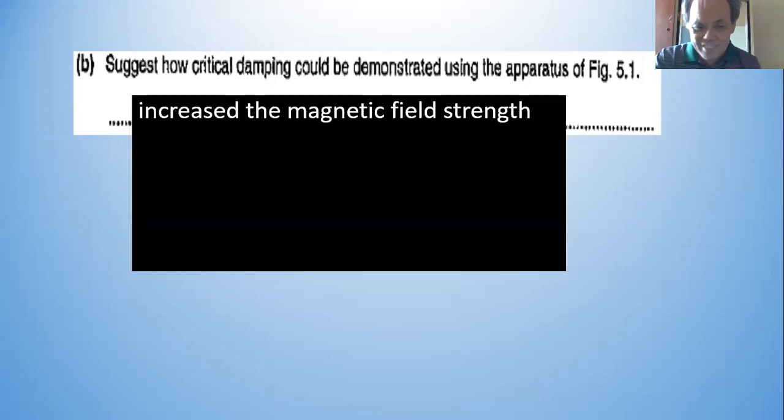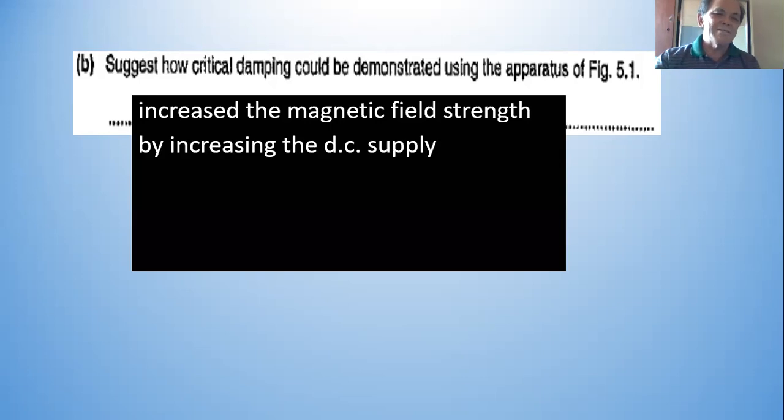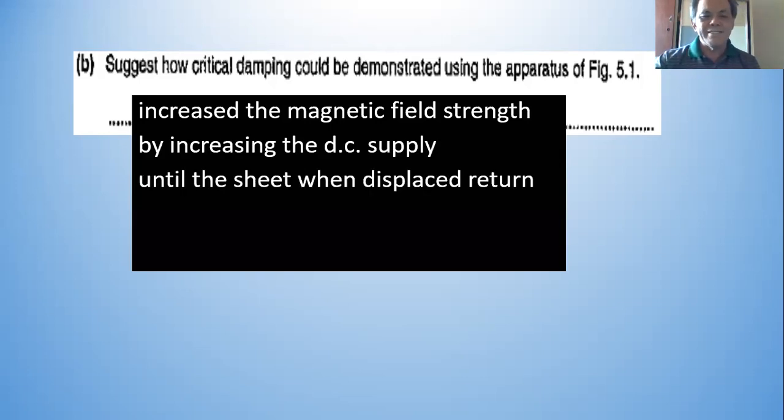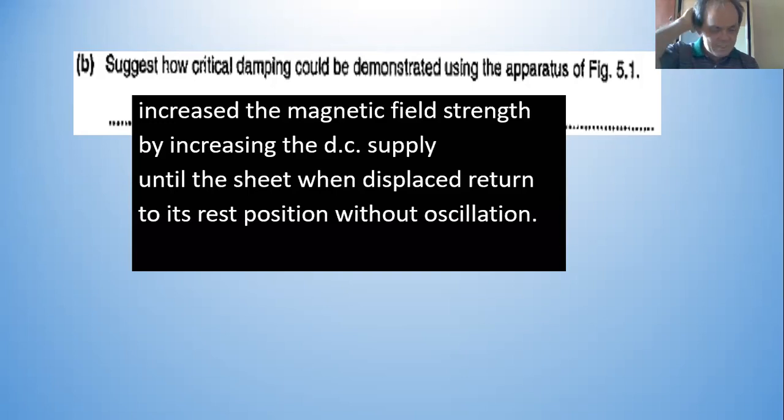So critical damping must mean that when you displace it, it comes back to the rest position with no oscillation. Important. So you increase your magnetic field strength, correct? You get your first mark. By increasing the DC supply until the sheet, when displaced, returns to its rest position without oscillation. That's the second mark.